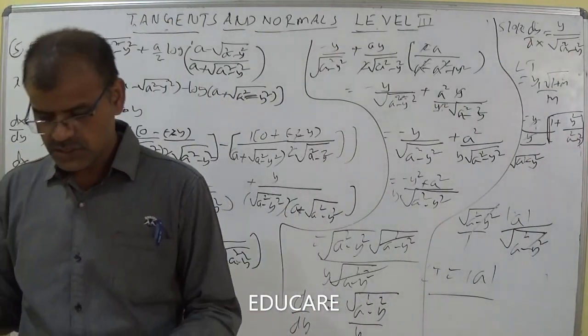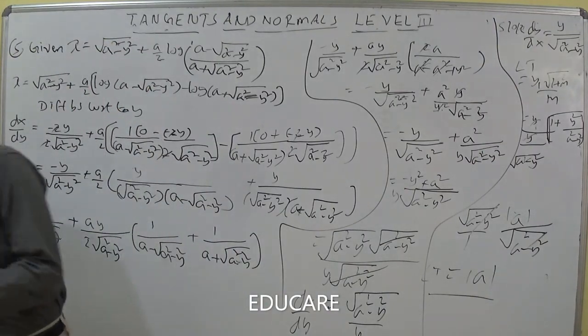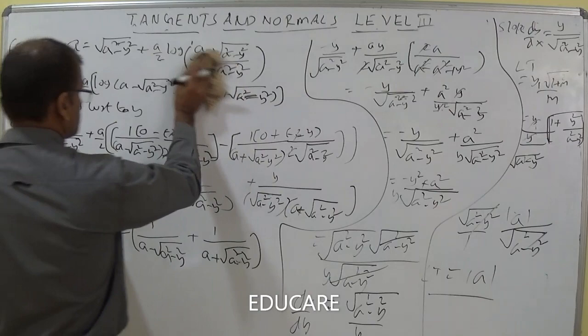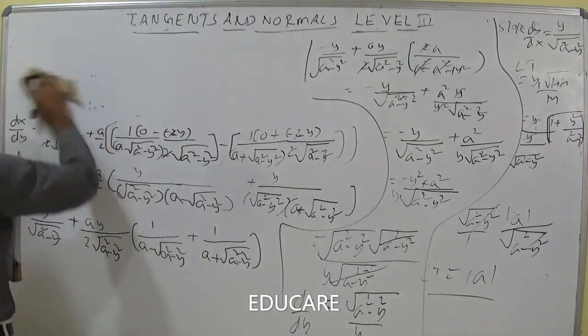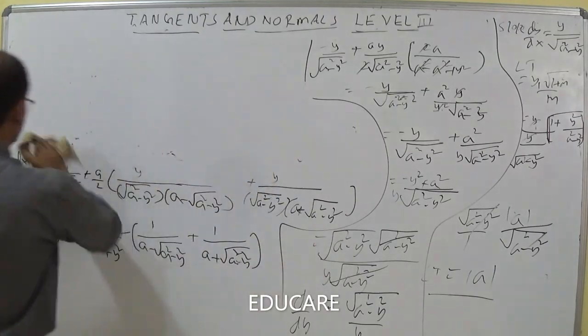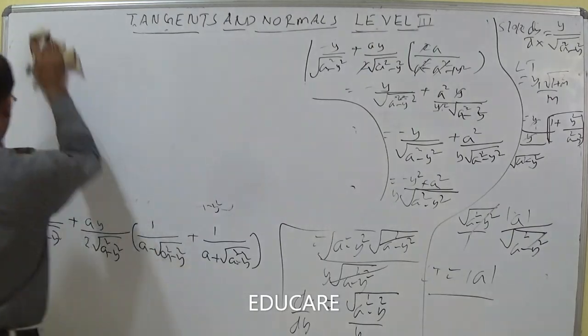Next, let us discuss the sixth question. It is a small question. Today, the last question, sixth question in level 3. The fifth one is a lengthy sum, so take care about the fifth question. One or two times the students should try to understand.